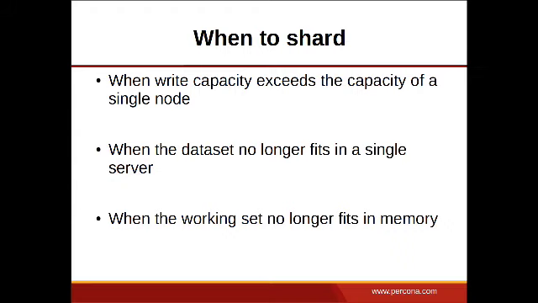And the third condition is when the working set no longer fits in memory. That's quite interesting, because in the MySQL world, the first two conditions are also good conditions for sharding, but not the third one. So it's interesting to know that in MongoDB, to keep performance good, you need the working set to fit in memory. As long as it doesn't fit in memory, performance will degrade very, very quickly.